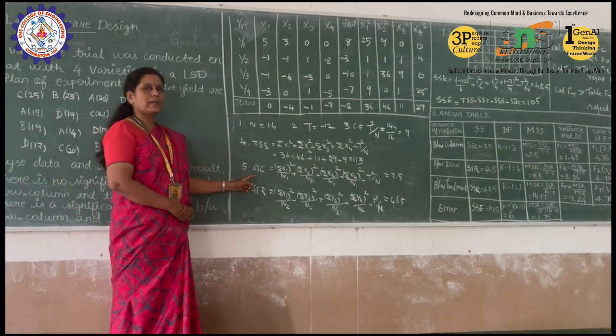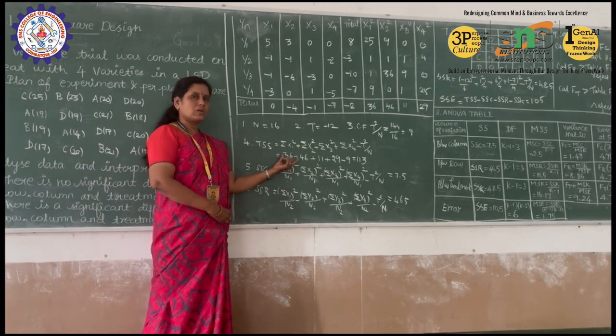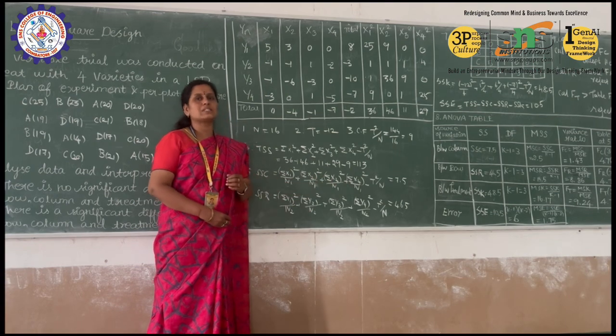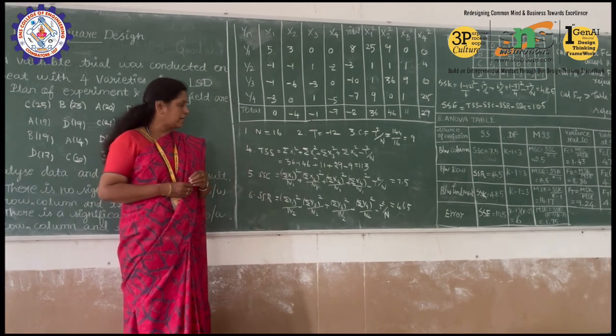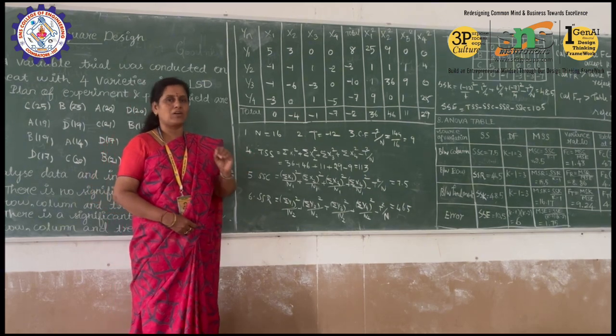Next we are supposed to find the sum of squares between columns, that is, the summation of x1 the whole square by n1, plus the summation of x2 the whole square by n1, etc., minus T square by N. Here n1 is nothing but the number of elements in each column.